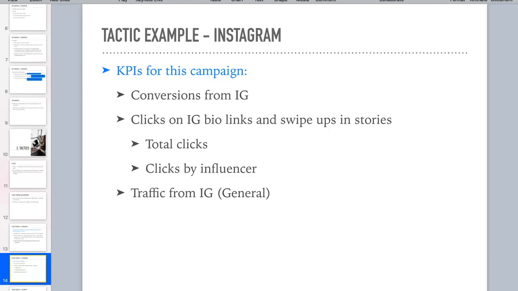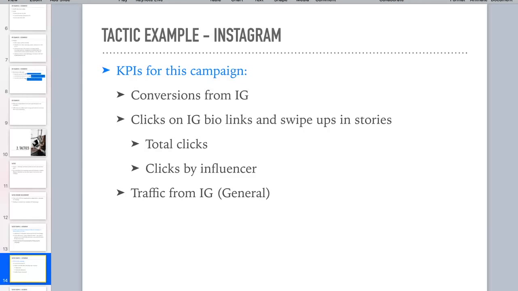So the KPIs for this campaign would be conversions from Instagram, clicks on, let me step back a second. So conversions on Instagram. How many people start on Instagram and then go to the Aldo website and then actually buy something. So we're tracking the entire customer process from Instagram to the Aldo website, where they went, what they selected, and when they finally made it to buy something. We're also tracking the clicks on the Instagram bio links and the swipe ups in the stories. So we're tracking two different things here.